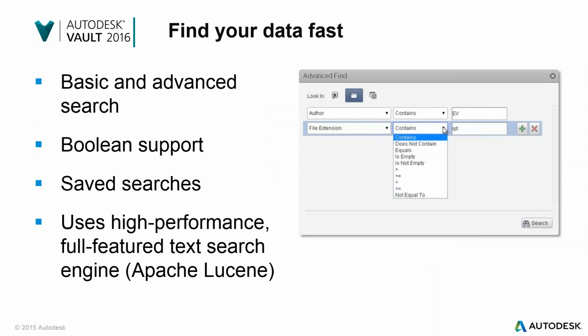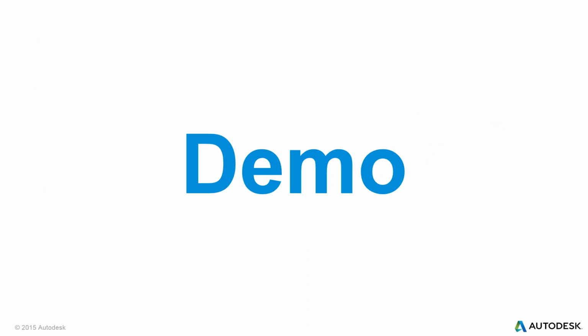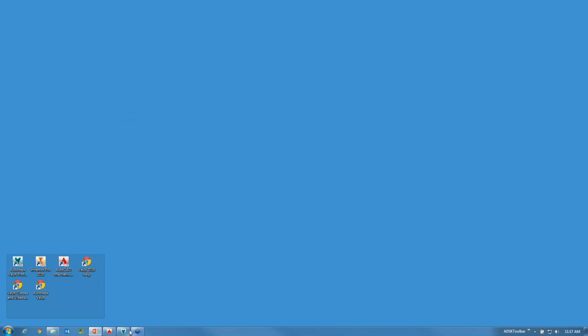And this capability exists in Vault Basic and Vault Professional. It's just not something that you can easily do on a network drive. So it definitely speeds up and makes you more productive, because then you can find what you need to do. So I'll do a quick demo and show you what that looks like.